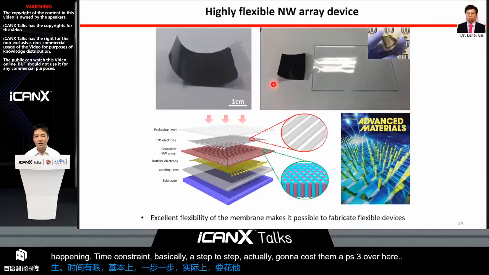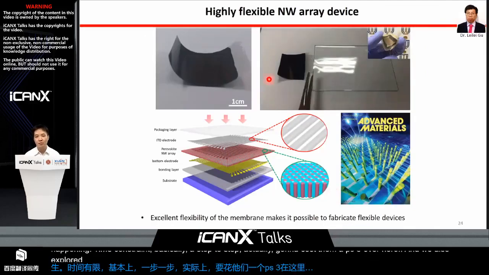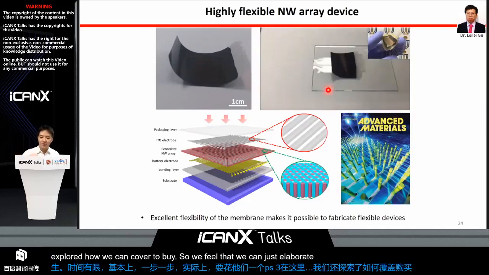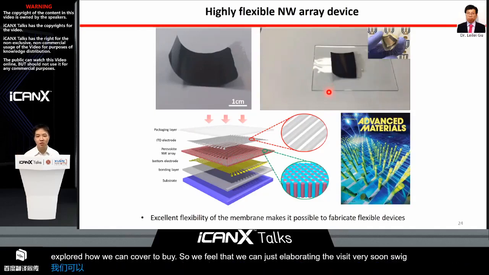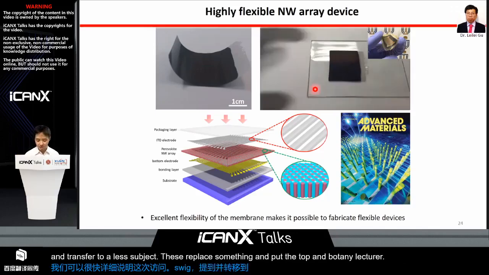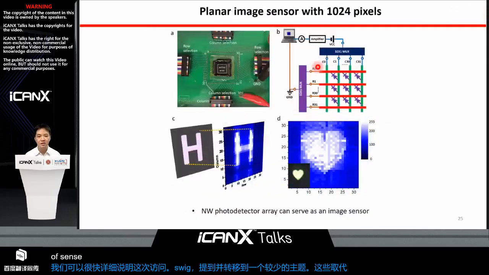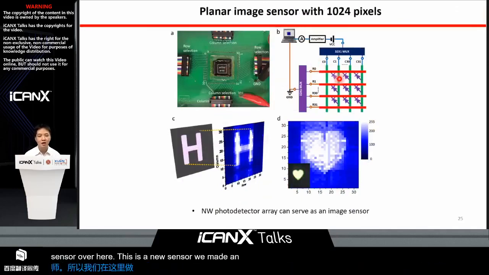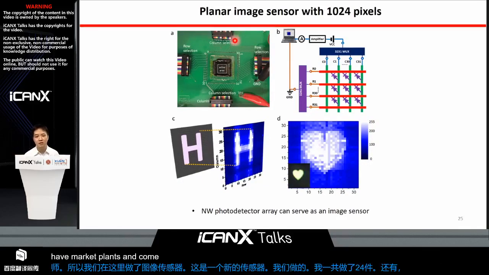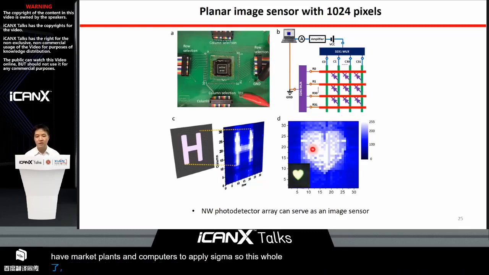And we also explored how we can fabricate the device. We figured out that we can just delaminate the very thin layer of the three-dimensional nanowire array and transfer it to a flat substrate. This is a flat substrate, and we put the top and bottom electrode. Then we made an image sensor over here. So this is the image sensor we made, with 1024 pixels. Outside we have this ribbon cable, a multiplexer, and a computer to apply signals. So this whole thing can acquire the optical image projected on it.